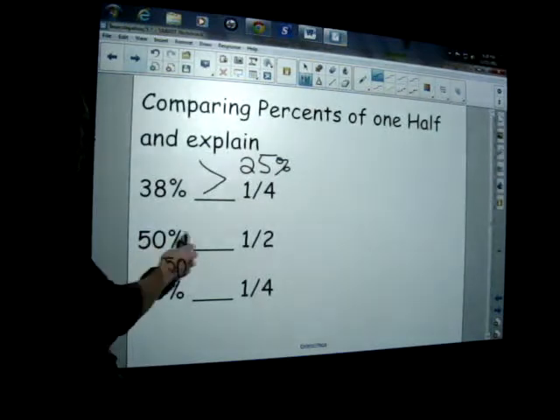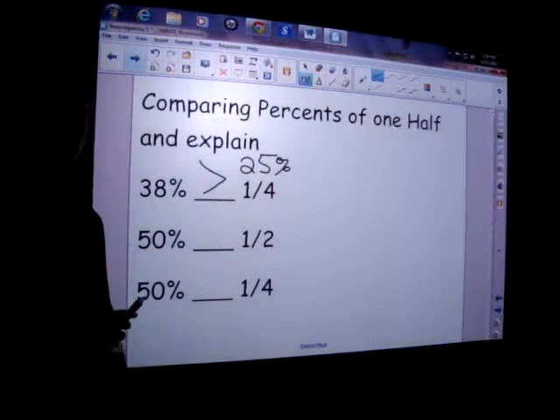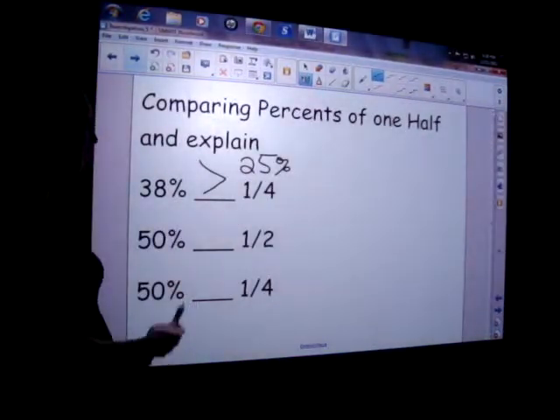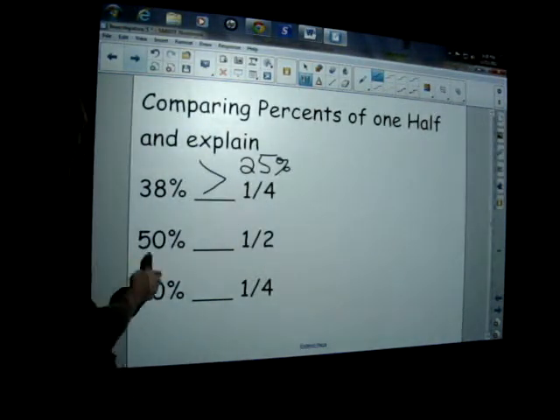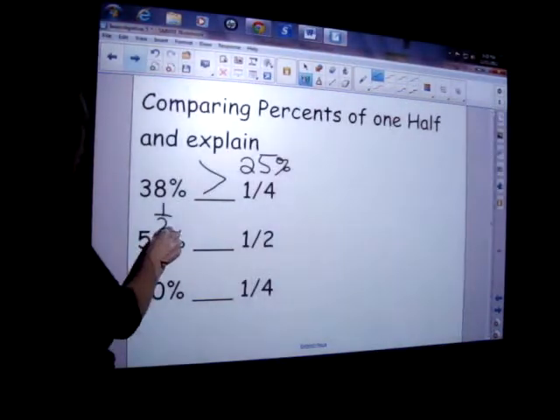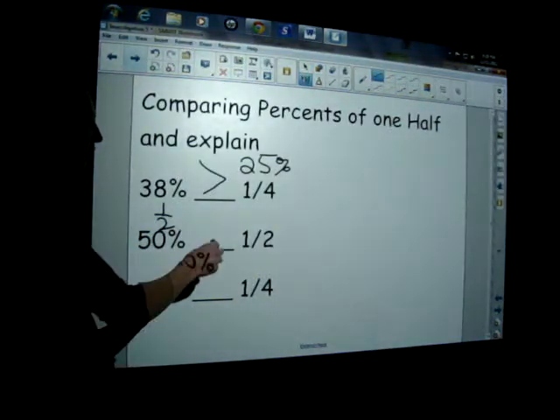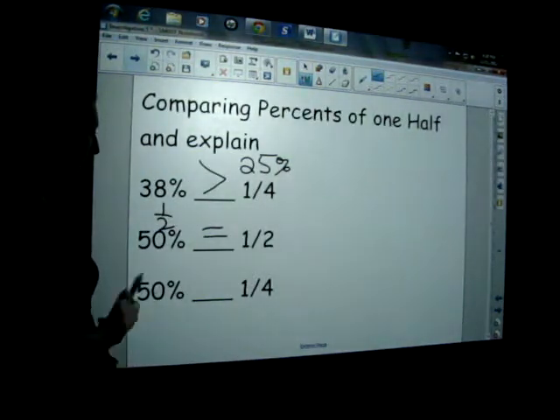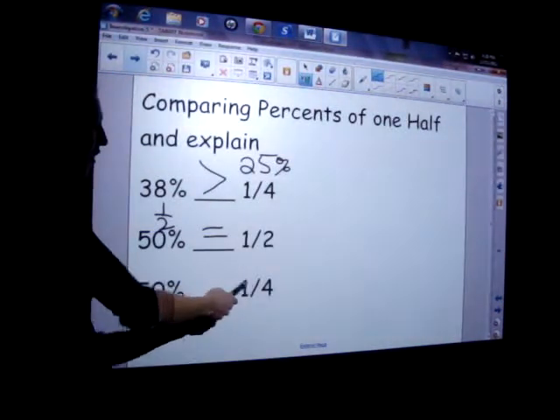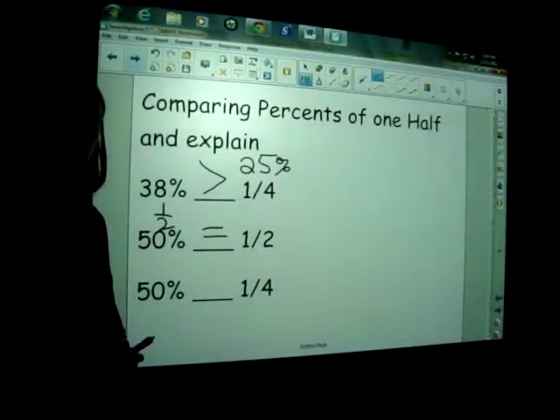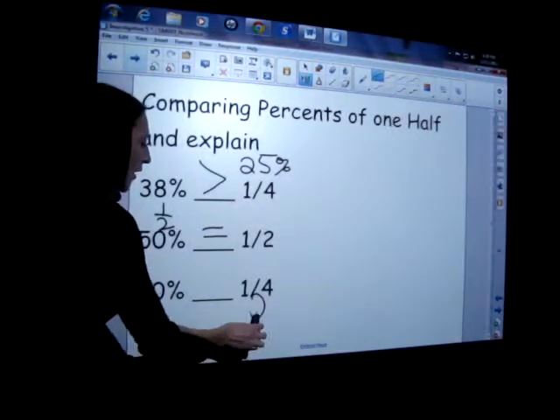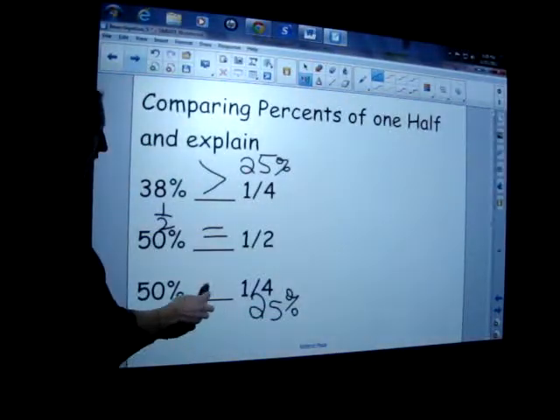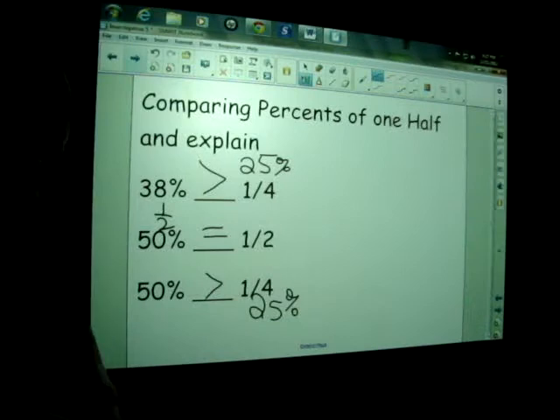Number 2, 50% compared to 1/2. Change one of these numbers. Since we did percentage here, we'll do a fraction on this one. 50% is the same as 1 over 2, or 1/2. So these two numbers are equal. And the third one, go ahead and change 1/4 to a percent like we did earlier. That would be 25%. And we know that 50% is greater than 25%.